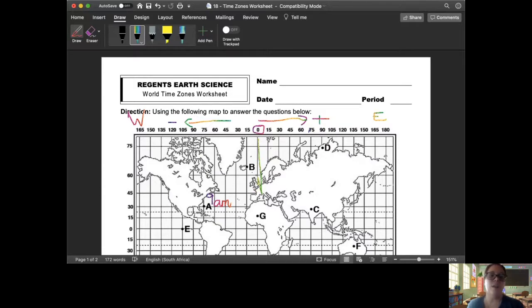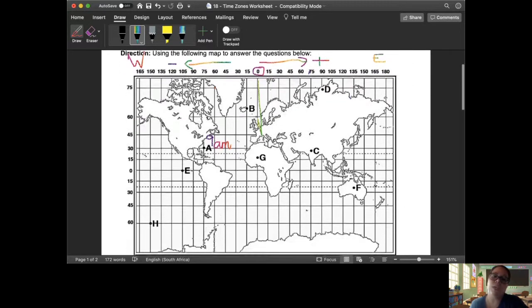So we've got 0, and then the next hour happens at the 15-degree mark, and then at the 30-degree mark we add another hour, etc. And the other way around, when we go towards the west, we then minus an hour. Now, of course, this is a little confusing, so I'm going to go through the worksheet and help you with this.